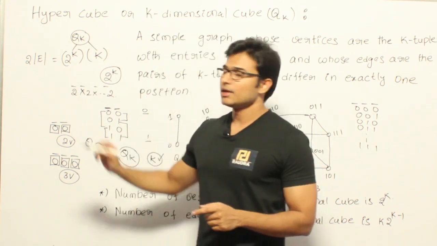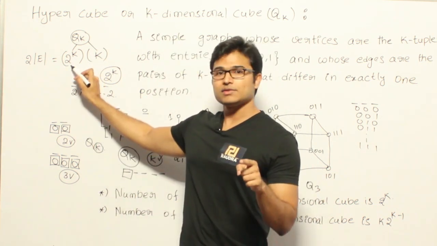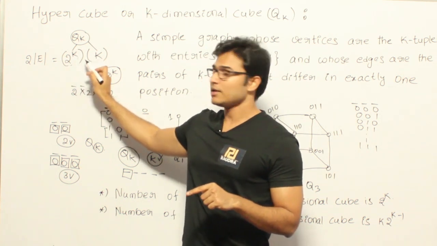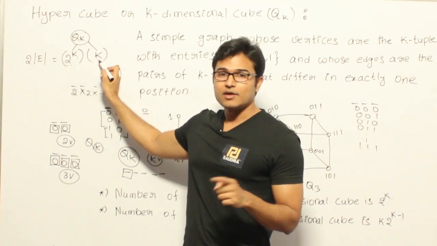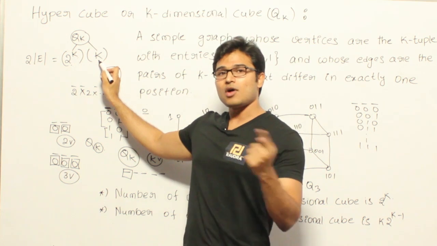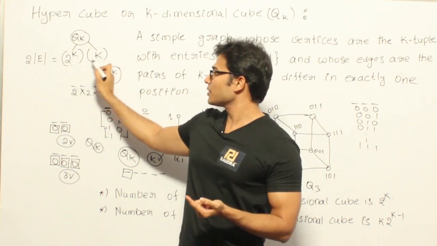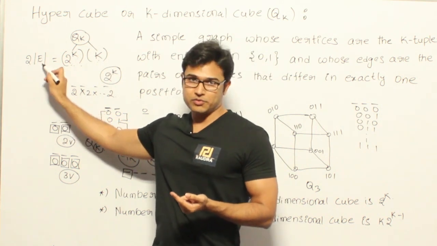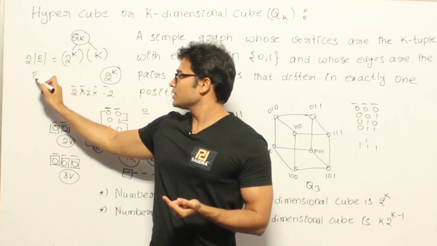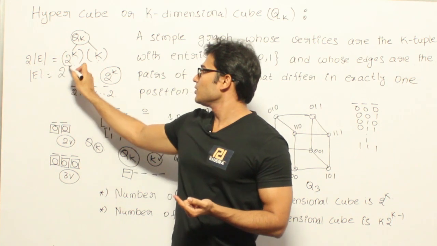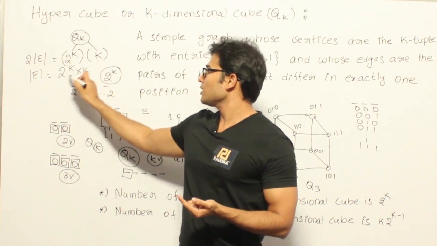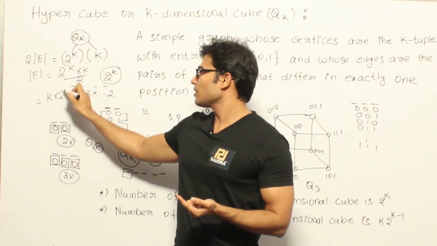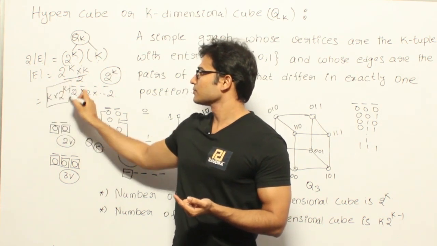Are you getting this? Sorry, the number of vertices is 2 power k and the degree of each vertex is k. Therefore, the sum of degrees of all the vertices put together is going to be 2 power k into k. According to the handshake lemma, this number should be equal to 2 into e, which means the number of edges e is going to be 2 power k into k by 2, which is k into 2 power k minus 1. Got it?